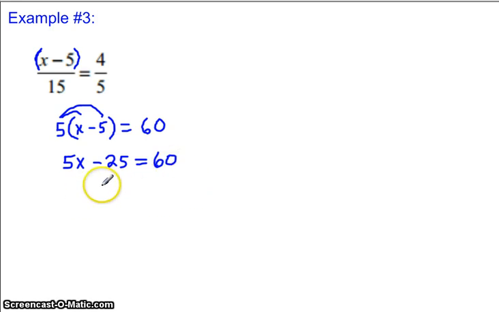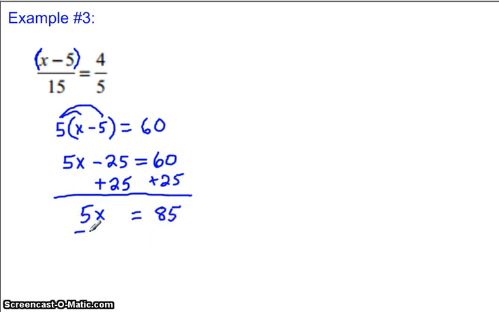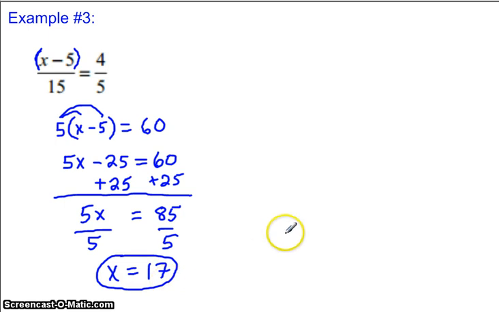Sorry about that button press. Hand slipped. And now we got a two-step equation to solve. So I'm going to add 25 to both sides. I get 5x is equal to 60 plus 25 is 85. And then I divide both sides by 5. And we're going to get x is equal to 85 divided by 5 is 17. And there you go. Okay, so that's cross multiplication.